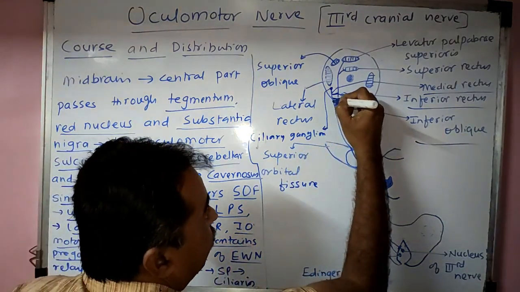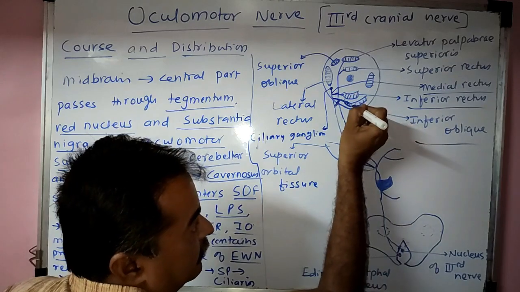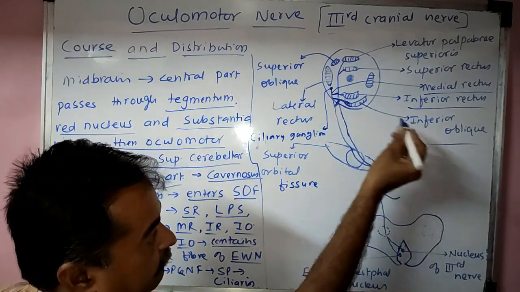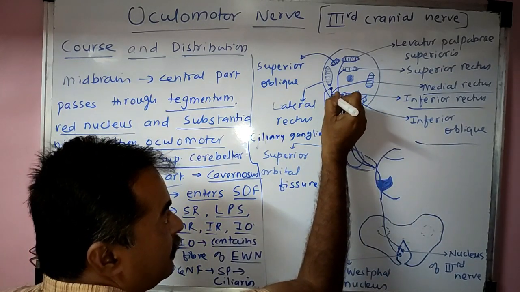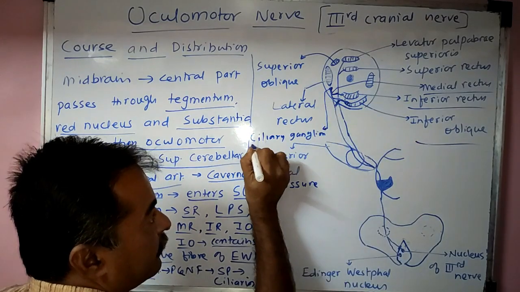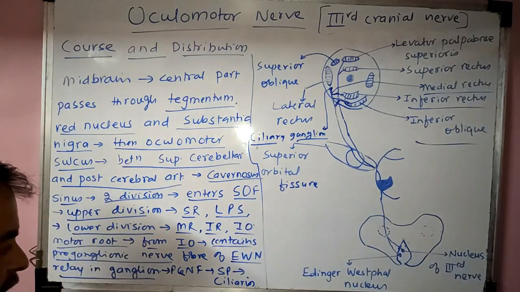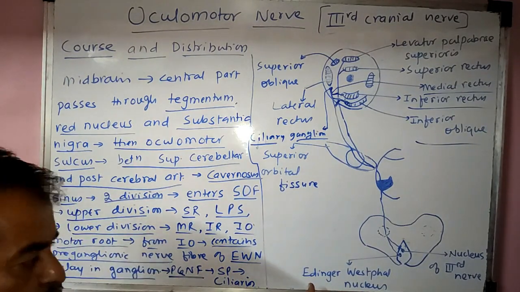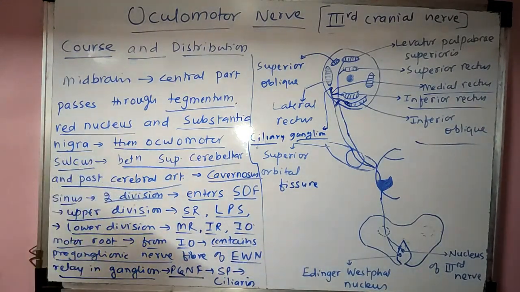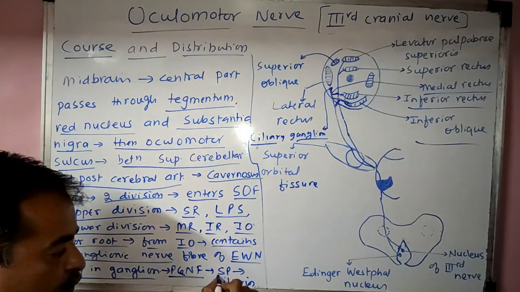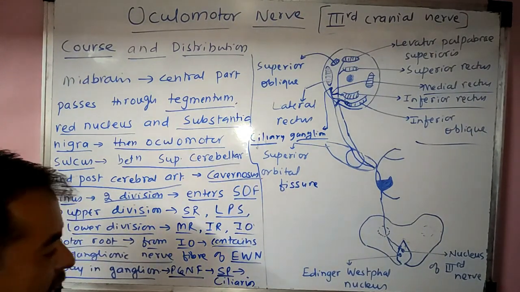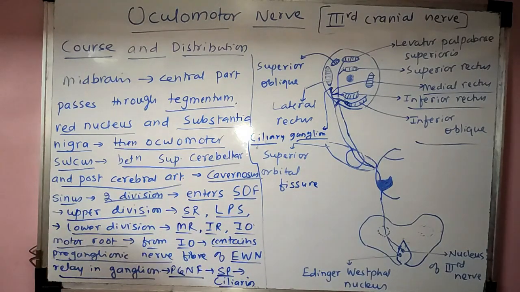After this, arising from the motor branch of the inferior oblique, the fibers relay to the ciliary ganglion. This is the ciliary ganglion, and as I have told you, it contains the Edinger-Westphal nucleus, which supplies the sphincter pupillae and the ciliaris muscle. So this is about the course and distribution of the oculomotor nerve.